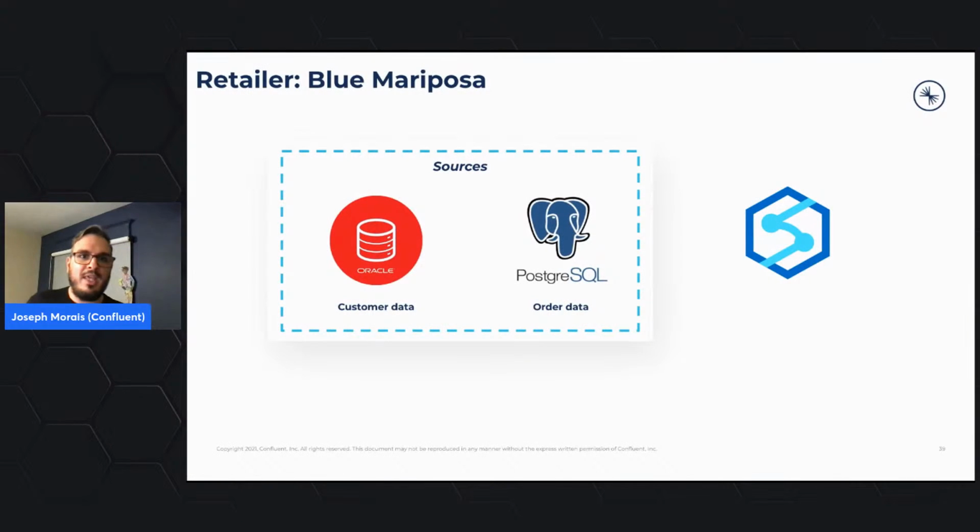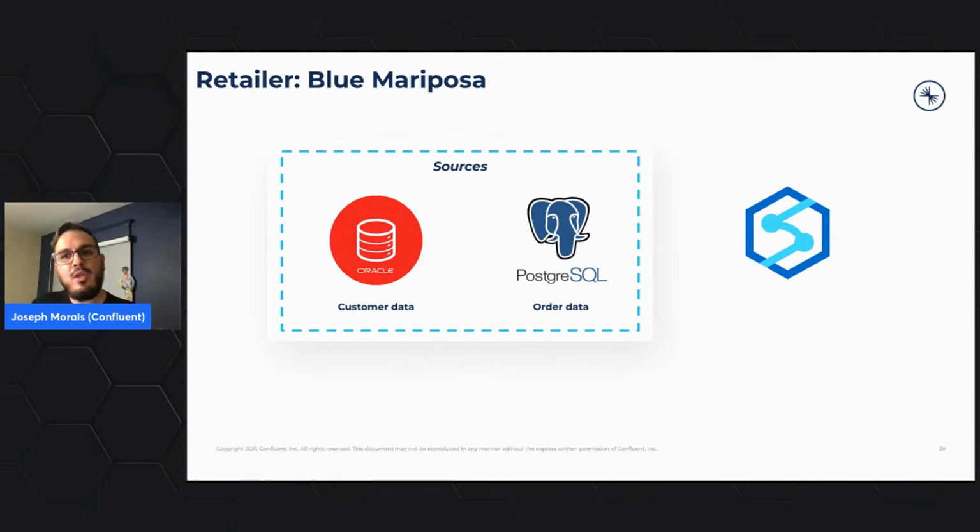So let me now tie that all together, and we'll build this demo for you and go through it. Let's take a look at a pretend retailer. We'll call them Blue Mariposa. Let's look at how they go about their data warehouse modernization journey by migrating data from Oracle and Postgres to Synapse.